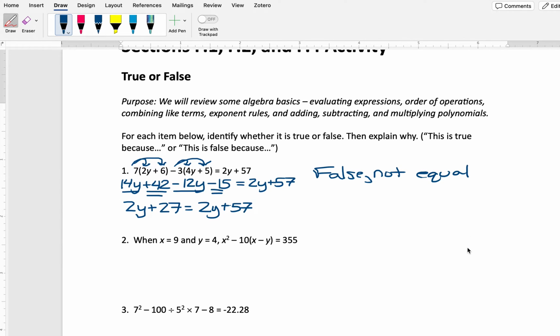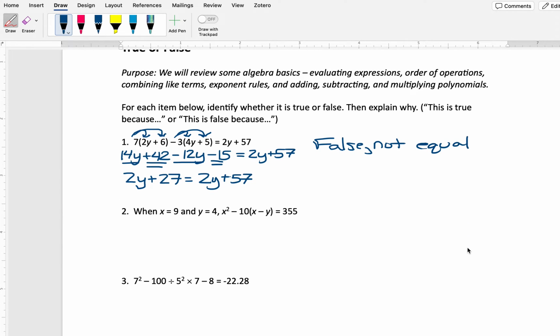Let's look at number 2. When x equals 9 and y equals 4, x squared minus 10 times (x minus y) equals 355. So for this one, I'm going to plug in for x and y to see if when I plug in, I get a total of 355. So I'm plugging in 9 for x, so that's 9 squared minus 10 times (x minus y). X is 9, y is 4. And does that equal 355?